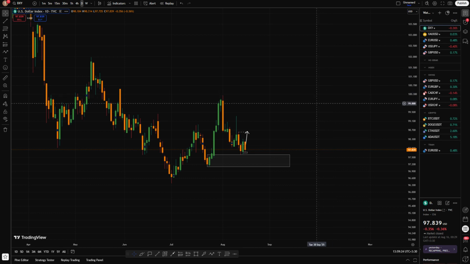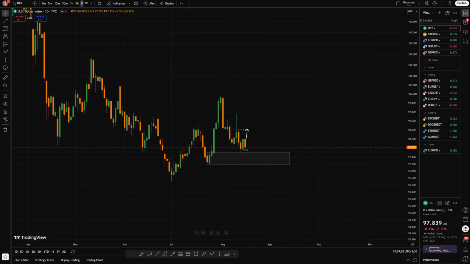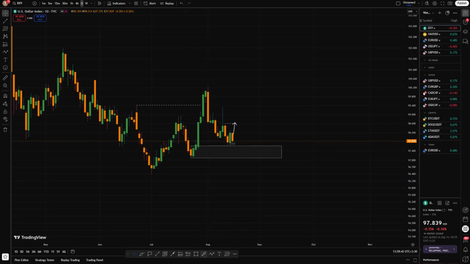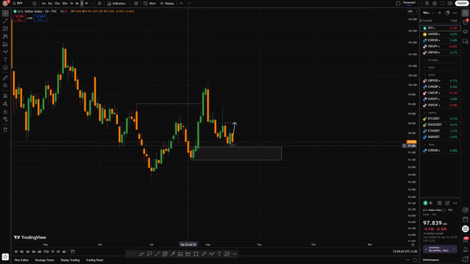So, first of all, we are starting with DXY. In the DXY, as you can see, this is the last high of our downtrend. So, when we are closing above that, we are bullish. As you can see, this is our bullish trend. So, we are looking for buy in the interesting areas, like this order block here.